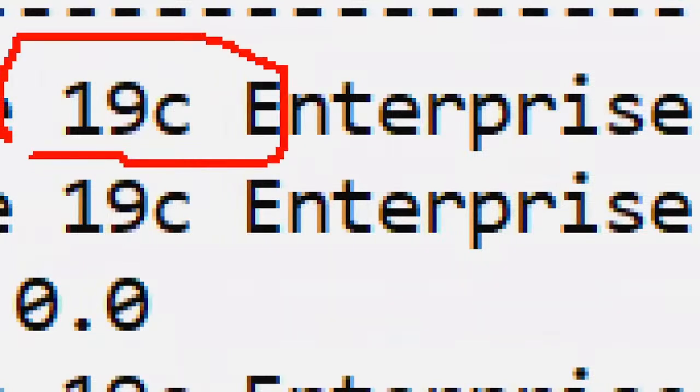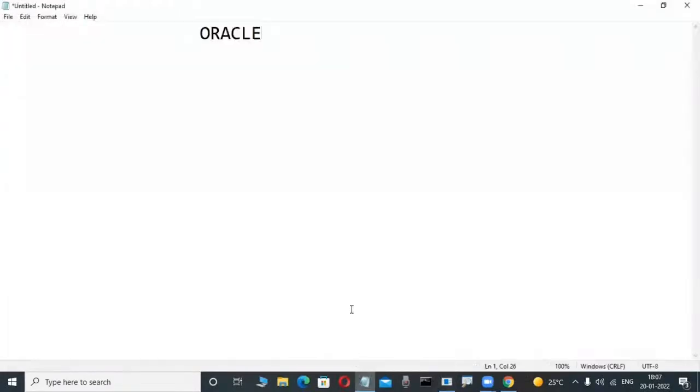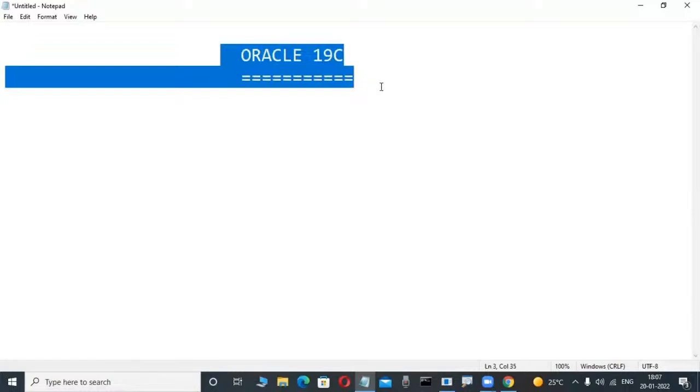C means cloud technology. Cloud computing is there. In olden days, grid computing was there. Now, cloud. What is cloud and all these things? We understand. Now, this is Oracle 19c. 19c means cloud technology. Observe it here. This is the latest version we are learning in our class.